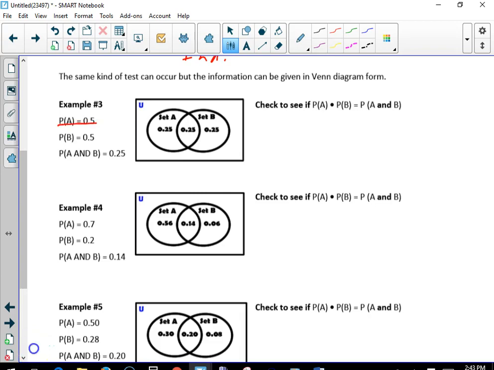Now it says here the probability of A is 0.5. And you may look at this and go, no it's not. But yes it is, because this is all A. 0.25 plus 0.25, that's 0.5. And then 0.5 for B, this is all B. So A and B are 0.5. What we're going to look at is the intersection here. So 0.5 probability of A times 0.5 probability of B is 0.25. Does that match? Yes. So therefore, these are independent.